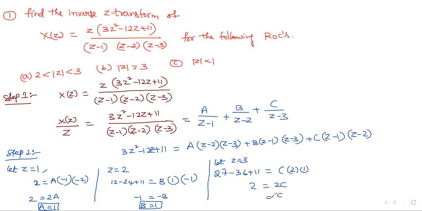What is the C value here? 1. So now A value equal to 1, B value 1, C value 1. Now you substitute in that equation. Step number 3. What we need to do? X of Z divided by Z is equal to A value 1, that is 1 by Z minus 1 plus 1 by Z minus 2 plus 1 by Z minus 3, because ABC values we substituted.